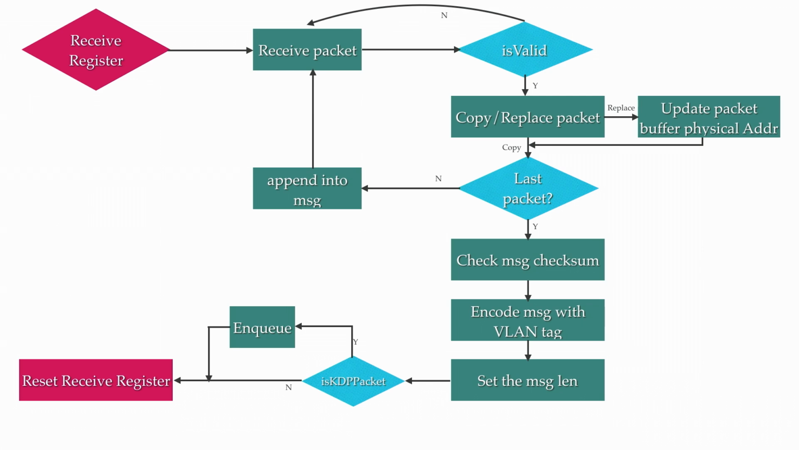If not, append it to the message and continue to receive the other packages. If yes, this function will check the message, encode it with a VLAN tag and update the message length. And last, it will check if this message is a KDP package. If yes, increase the network stack and reset the receive register. If no, just do the last step.